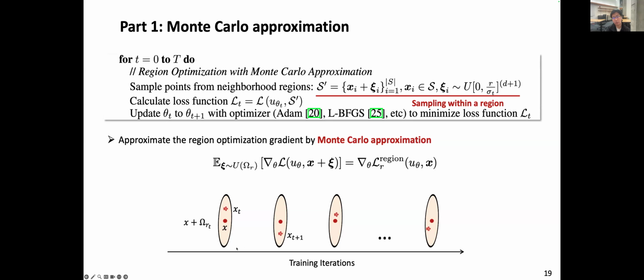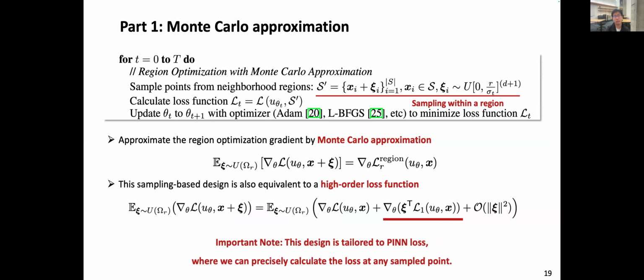But it's worth noting that although we only sample one point within each region, the whole training process contains hundreds of thousands of iterations. So the sampling coverage of each region is actually quite sufficient if we consider the whole training process. We also prove that this design is equivalent to a high-order loss function like this. Just based on the Taylor expansion, we can obtain a higher order loss term.